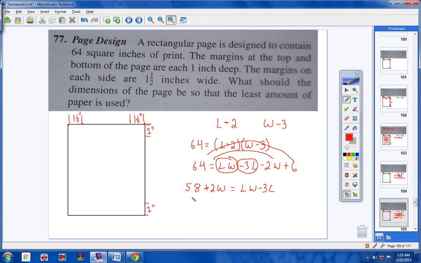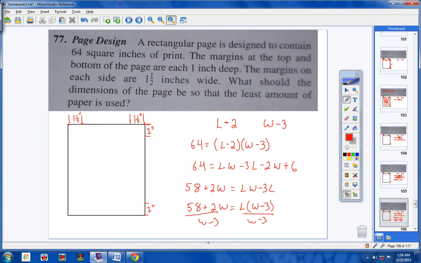That's 58, okay? Now for solving for L, next I'm going to factor out an L. So pull an L out of this, and you're left with W minus 3. The reason we did that is we can now divide both sides by W minus 3 like that. And when you do that, you're left with this right here. L equals this.